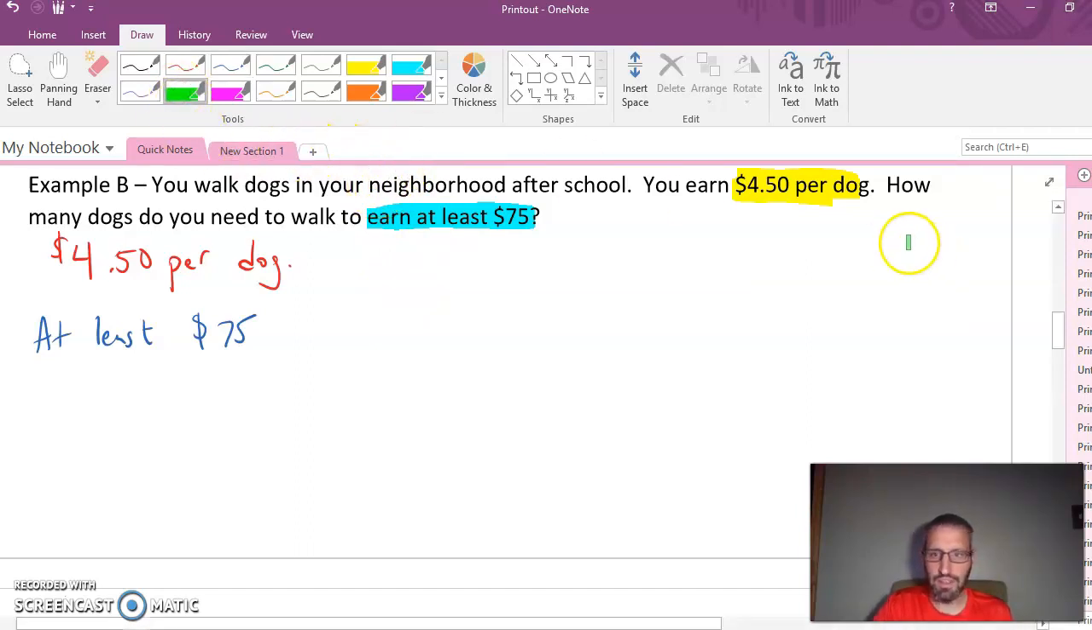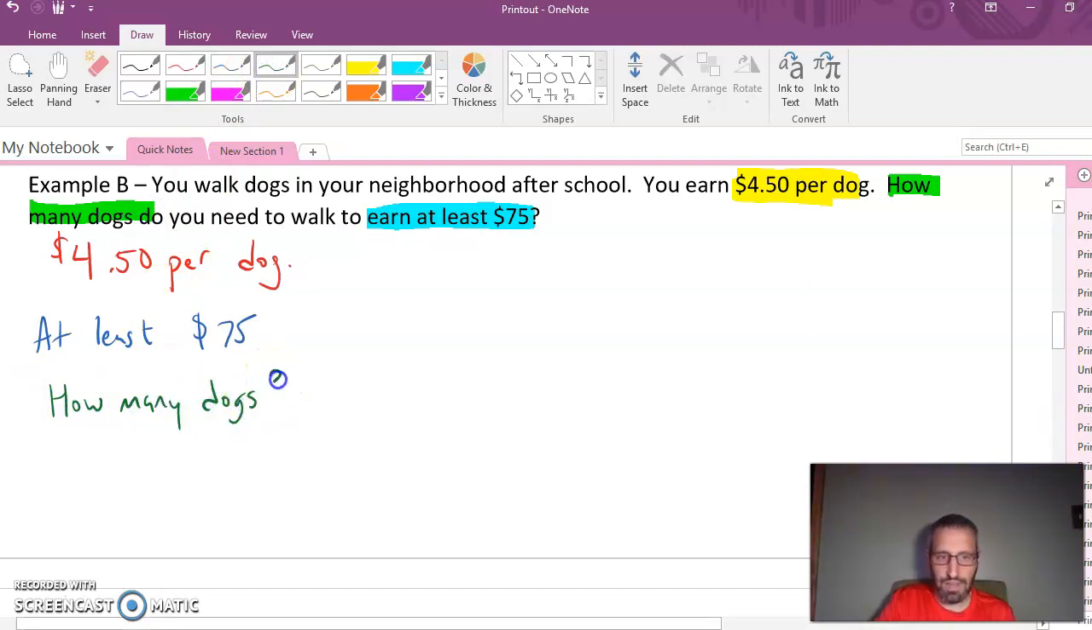All right, so let's see if we can take this information and let's see, what's the question? Oh yeah, here's the question. How many dogs? And that question usually is a good way to turn it into a variable, right? I'm thinking that might be my x here in just a minute, okay? All right, so let's go ahead and start with this.